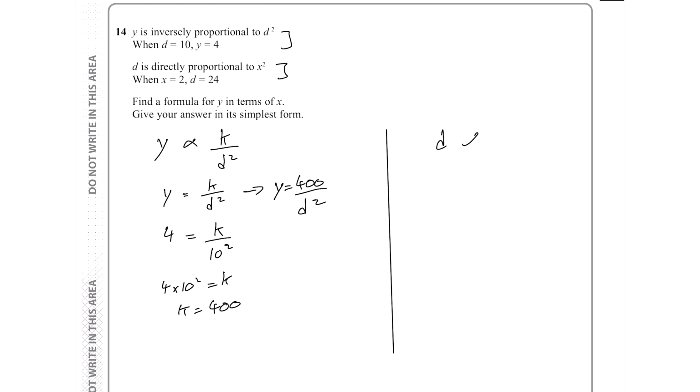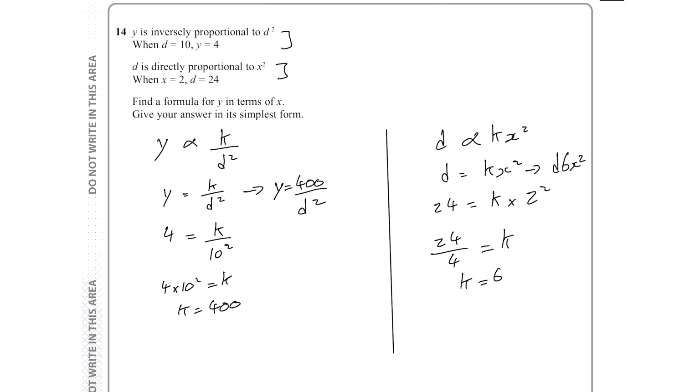So now it's saying d is directly proportional to x squared. When it's directly proportional, we write it like this, is kx squared. So now we can write d is equal to kx squared. Then it's saying when x is 2, d is 24. Let's substitute that in. So d is 24, x is 2, so we can do k times 2 squared. So that then becomes 24 over 4 is equal to k, which means k is equal to 6. And again, as the last one, we can write this as d is equal to 6x squared.